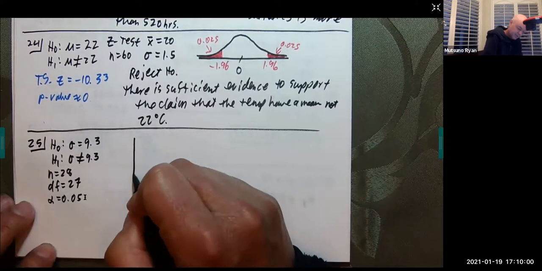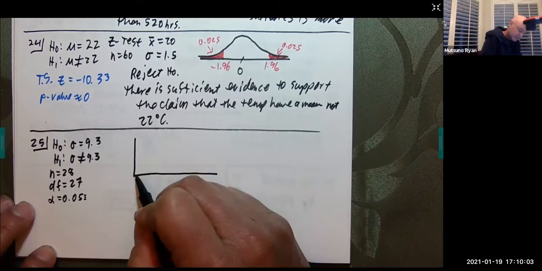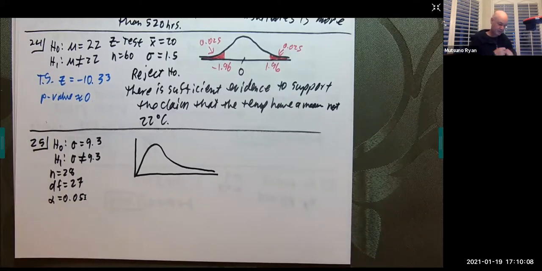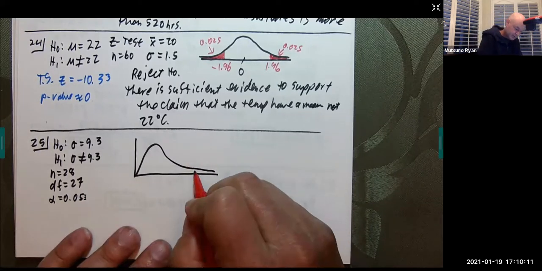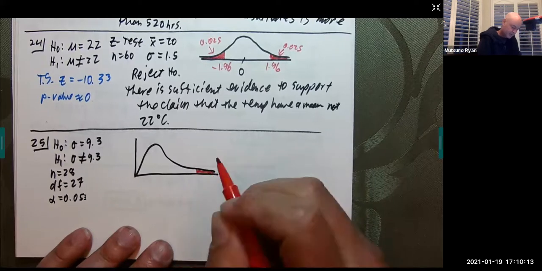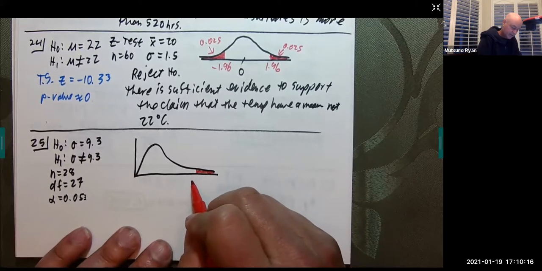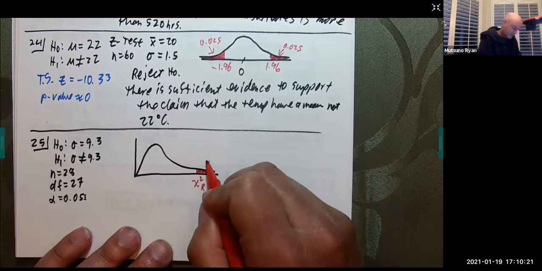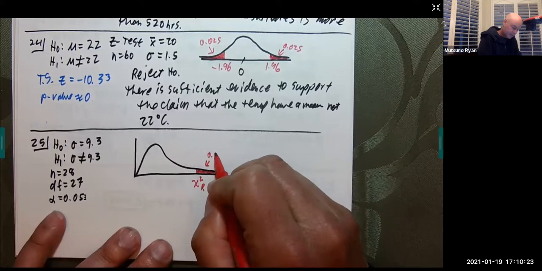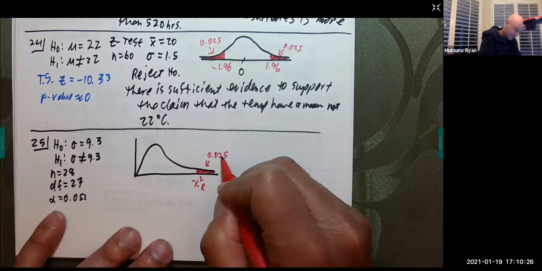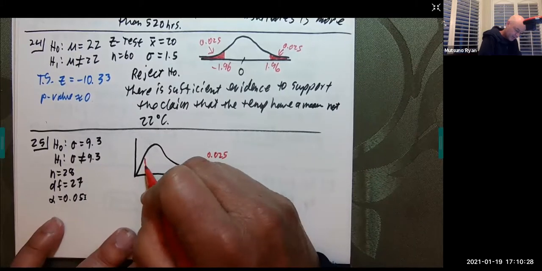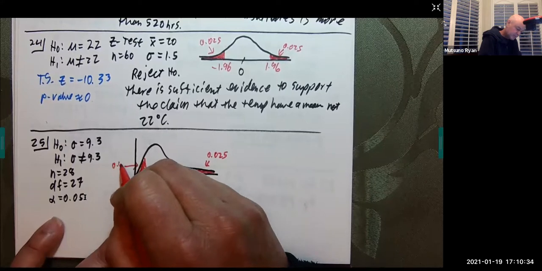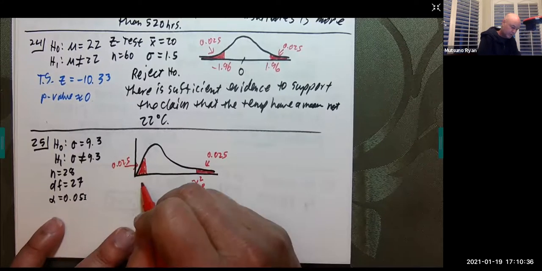Let's draw this. Remember, the chi-squared graph is skewed right. This is a two-tail. So this is chi-squared right, and that has 0.025. We have to cut that in half. Here's the other half. This is going to be chi-squared left.